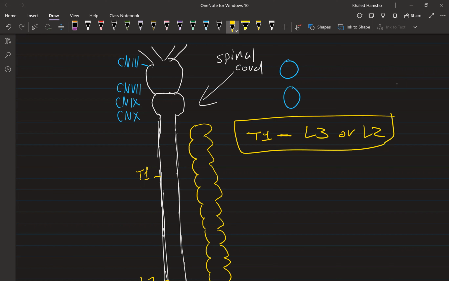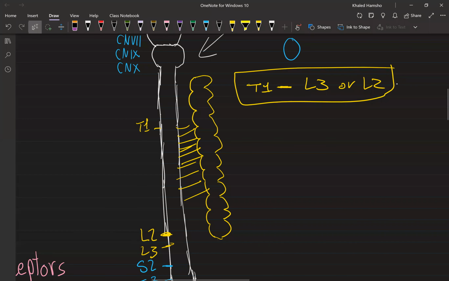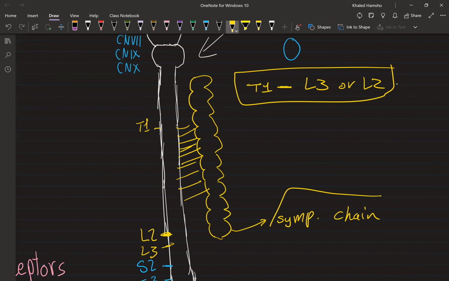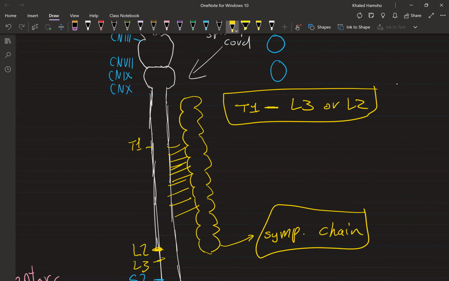Generally, these are where the sympathetic fibers go out. When they go out of the spinal cord, they enter something known as the sympathetic chain. This is the sympathetic chain, generally for the sympathetic nervous system. So it's between T1 and L2, L3, and it lands in the sympathetic chain.